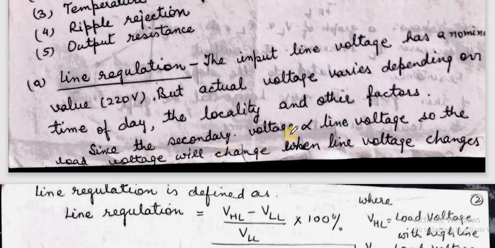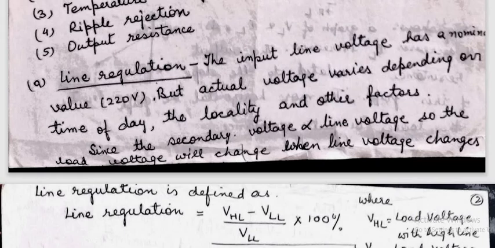Now the secondary voltage is directly proportional to the line voltage. So the load voltage will change whenever the line voltage changes. We have already discussed that during the daytime the actual voltage keeps on varying, that is, the line voltage keeps on varying. So if the line voltage keeps on varying, the load voltage will also change. Now we'll define line regulation.